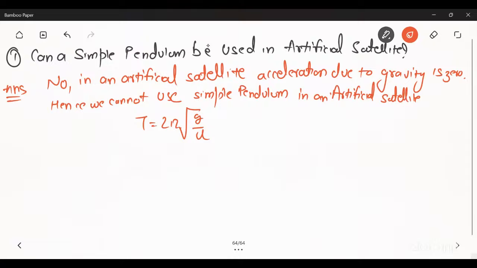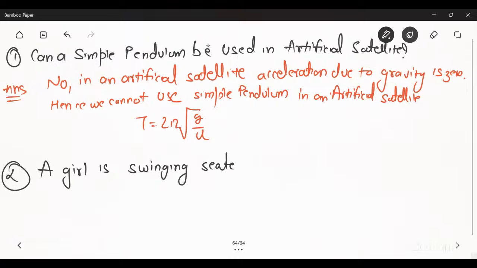Now the next question is: a girl is swinging, seated in a swing.